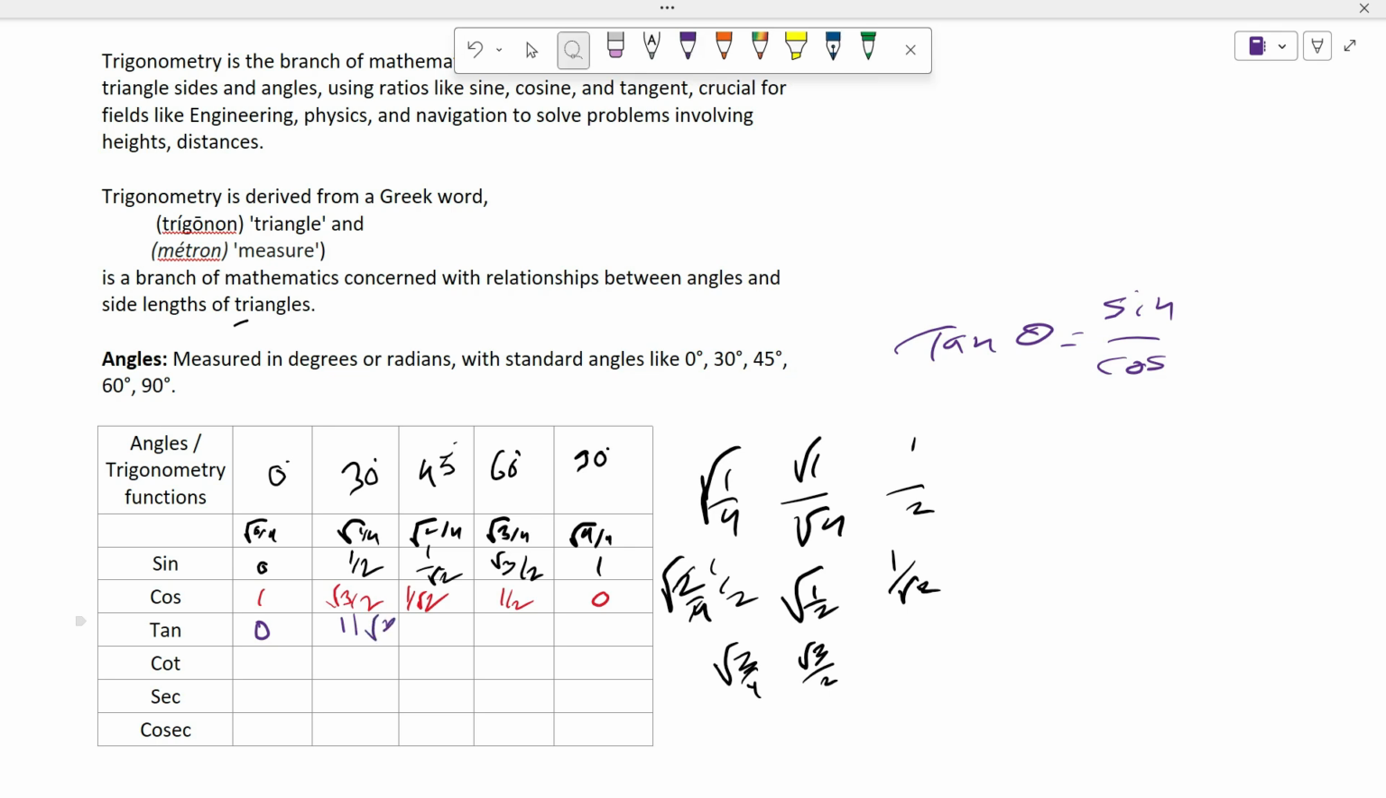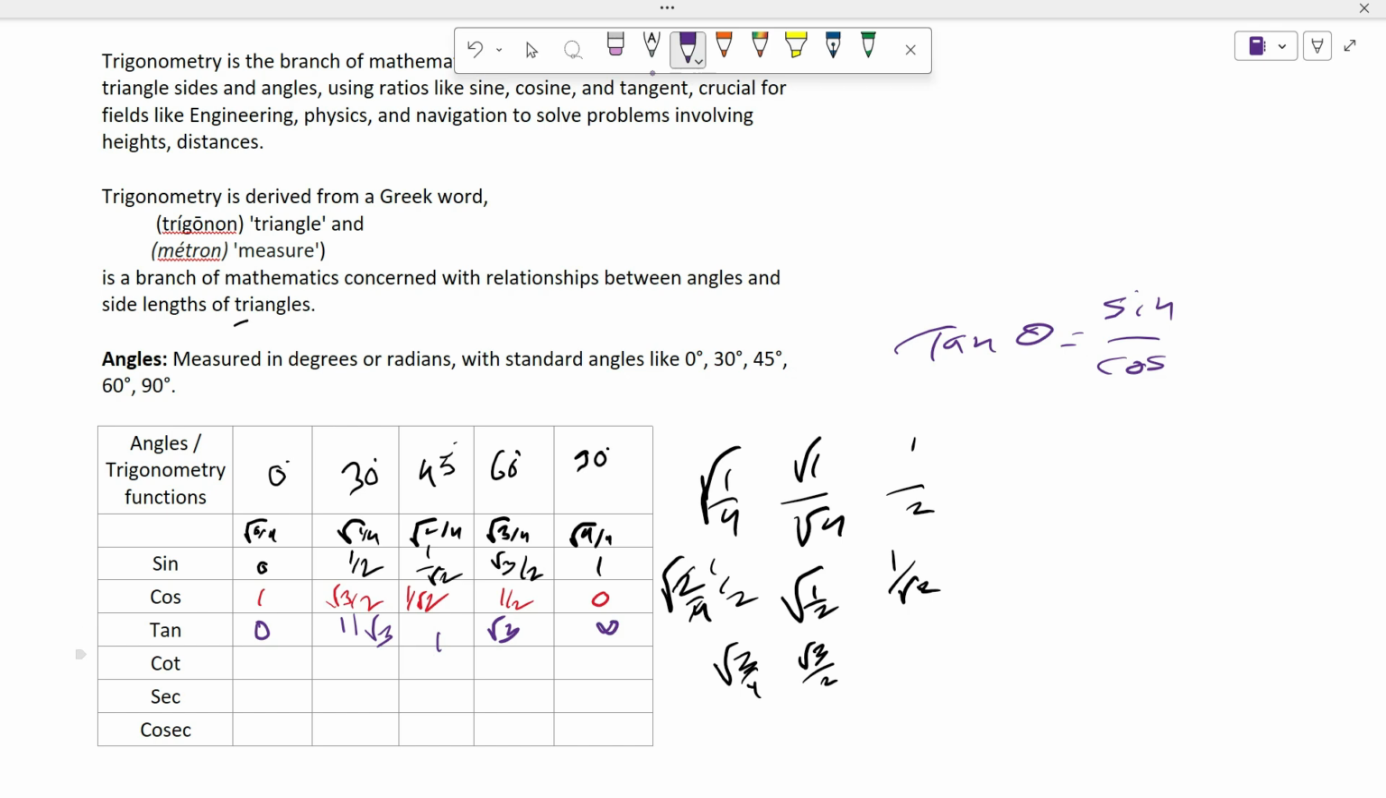Let me write it clearly here. This is 1 by root 3. Next here 1 by root 2 by 1 by root 2 is 1. And the next, same here, sin theta by cos theta. So we will get root 3. 2 and 2 will get cancelled and we will get root 3. And the next is 1 by 0, which is undefined, infinity.